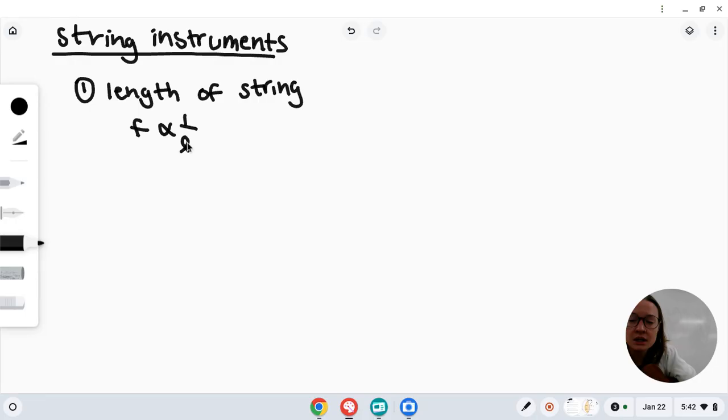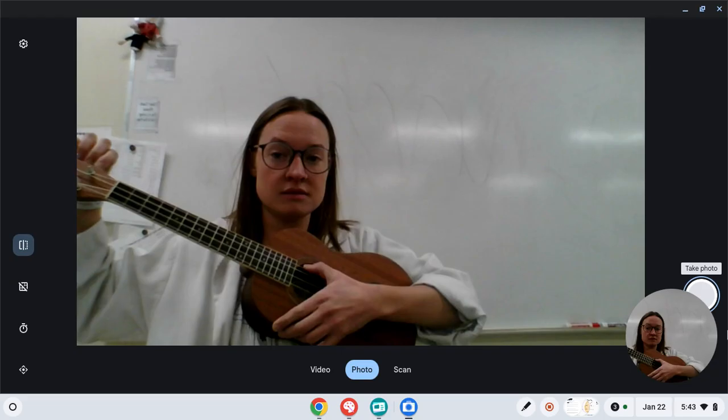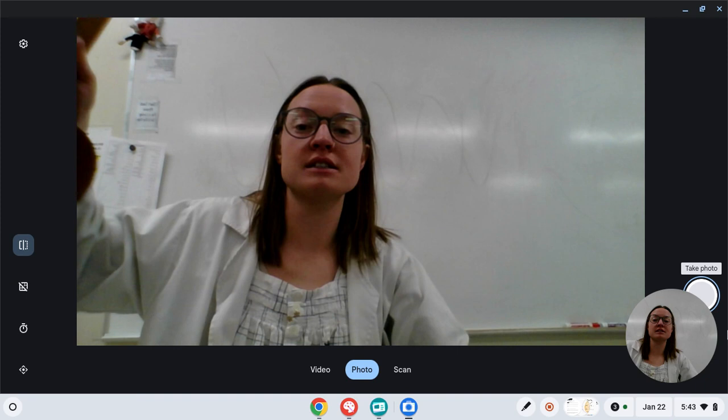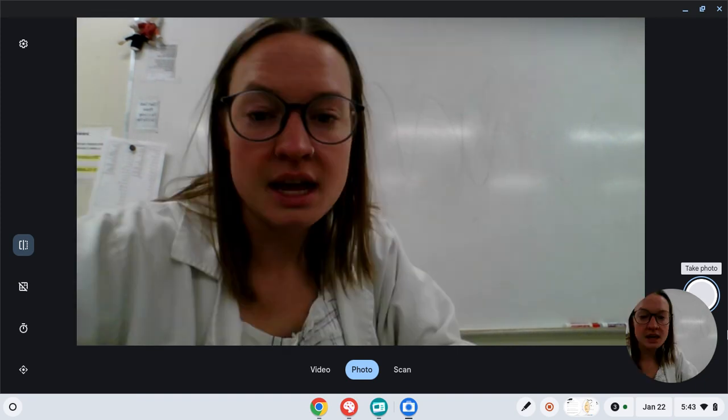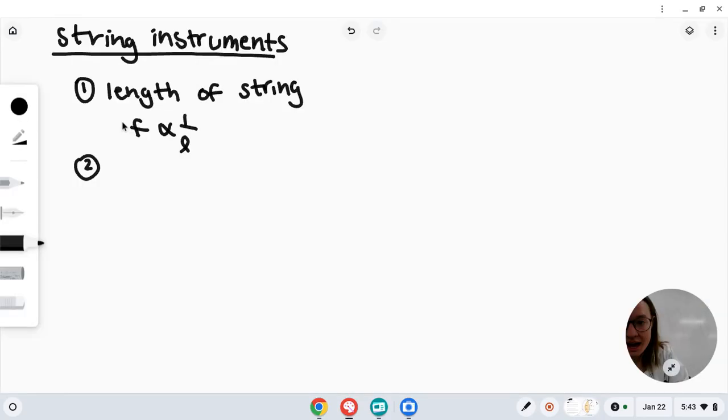You can hear the frequency getting higher as I add tension in the string, and the frequency getting lower as I take tension out of the string. This shows us, if we go back here, that the frequency depends on the tension of the string. And we see that the frequency is directly proportional to the square root of the force of tension in the string. This shows us that as the tension goes up, the frequency will go up.